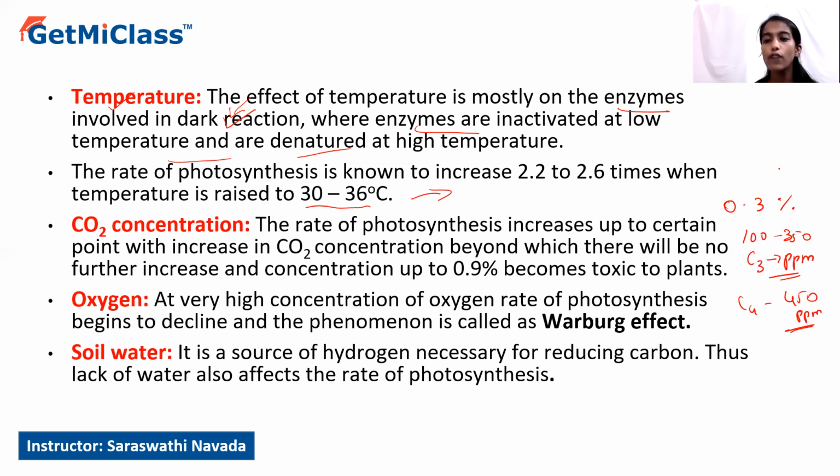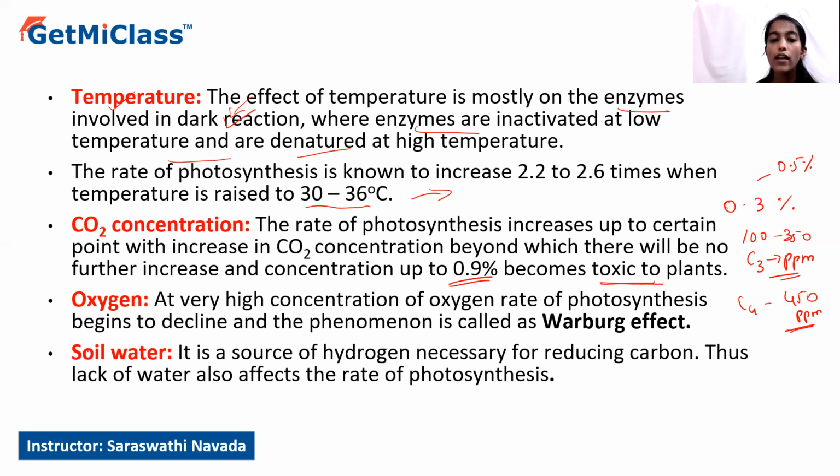So from 0.3 up to 0.5%, if you increase the concentration of carbon dioxide, the rate of photosynthesis will increase. But if the concentration of carbon dioxide increases beyond 0.9%, the carbon dioxide becomes toxic to the plant. Hence the rate of photosynthesis will decrease. So that is regarding the concentration of carbon dioxide.